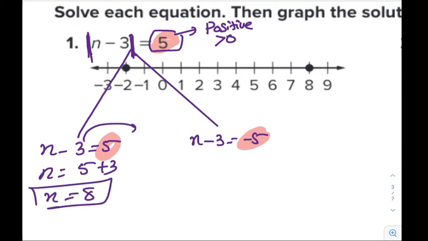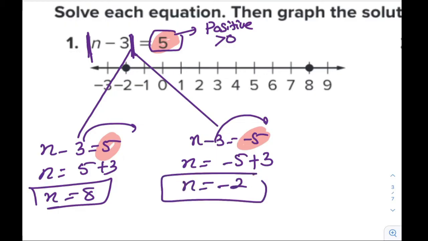This is solution number 1. And here we take this to the other side, reverse the sign, and n is negative 2. This is solution number 2. That's why here he helped you and plotted the solutions on the number line. So we have here two solutions. We have two solutions for the equation.